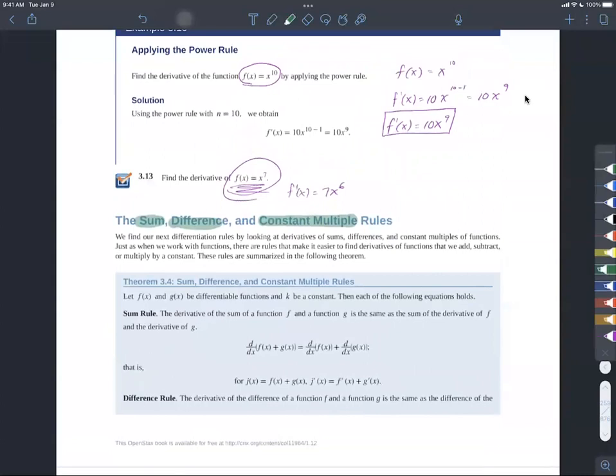So theorem 3.4, sum, difference, and constant multiple rules. Let f of x and g of x be differentiable functions and k be a constant. Then each of the following equations hold. Sum rule. The derivative of the sum of a function f and a function g is the same as the sum of the derivative of f and the derivative of g.